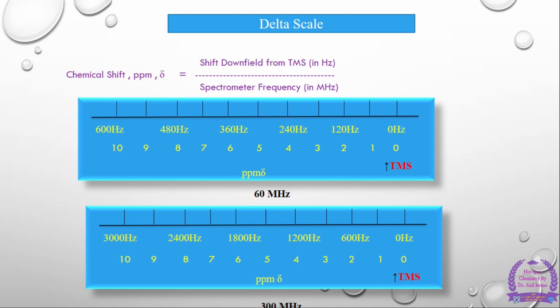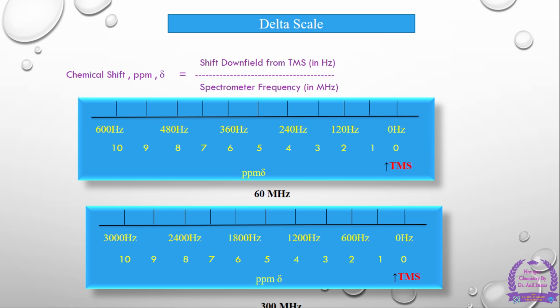In this slide we will discuss the delta scale. Chemical shift is in ppm and denoted by delta, that is the shift downfield from TMS, tetramethylsilane, in Hertz divided by the spectrometer frequency in megahertz. There are two figures, one at 60 megahertz and one at 300 megahertz.